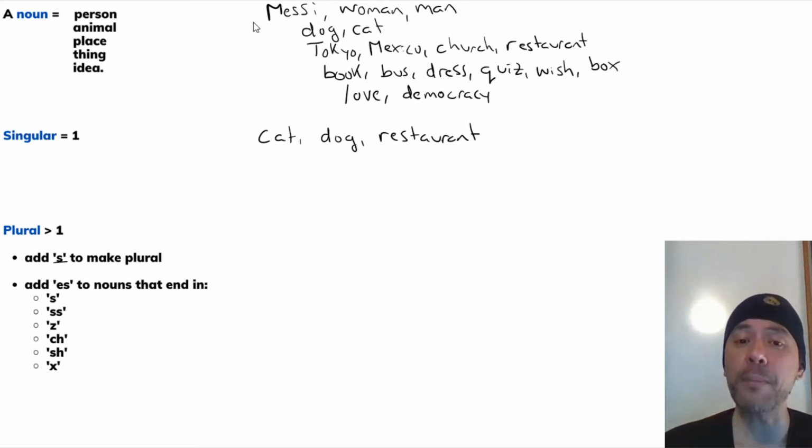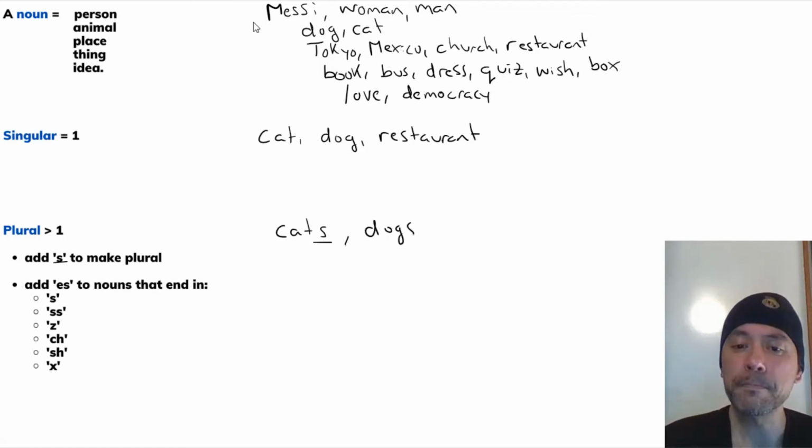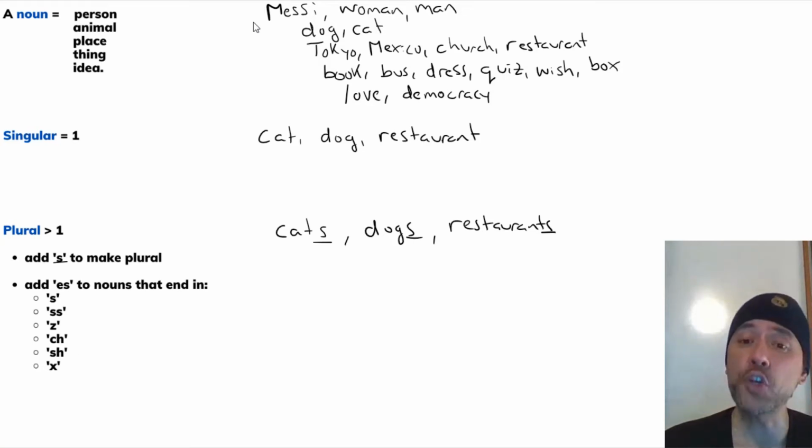So for example, if I want to make cat plural, I'm going to add an S. If I want to make dog plural, I add an S. And restaurant, same thing. I'm going to put an S. Now, it's not always that easy as just putting an S. Sometimes you have to look at the last letters of your noun. If the last letters of your noun are S or SS or Z or CH or SH or X, then to make your noun plural, you're going to add an ES.